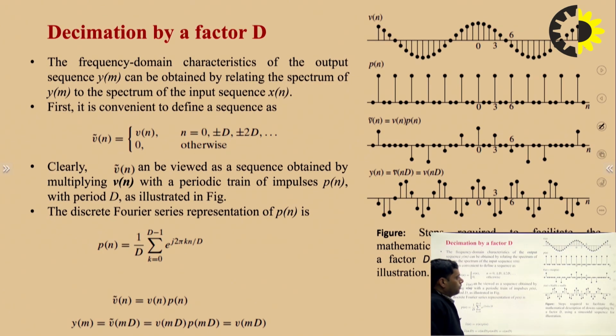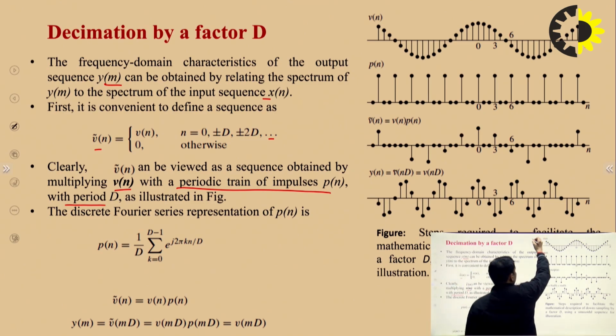Let us see this from a pictorial point of view. The frequency domain characteristics of the output sequence y(m) can be obtained by relating the spectrum of y(m) to the spectrum of the input x(n). Here we have v-hat(n), which equals v(n) for n equal to 0, plus or minus D, plus or minus 2D, etc., and 0 otherwise. Clearly, v-hat(n) can be viewed as a sequence obtained by multiplying v(n) with a periodic train of impulses p(n) with period D, as illustrated in the figure.